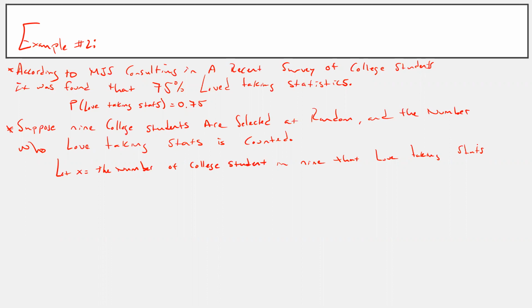The trials are independent. If one student loves taking statistics, it has no bearing on whether the other student does or doesn't. And the probability that someone loves taking statistics never changes. It's just 0.75. All right, so here are the 2 questions. What's the probability that exactly 7 of the 9 love taking statistics?